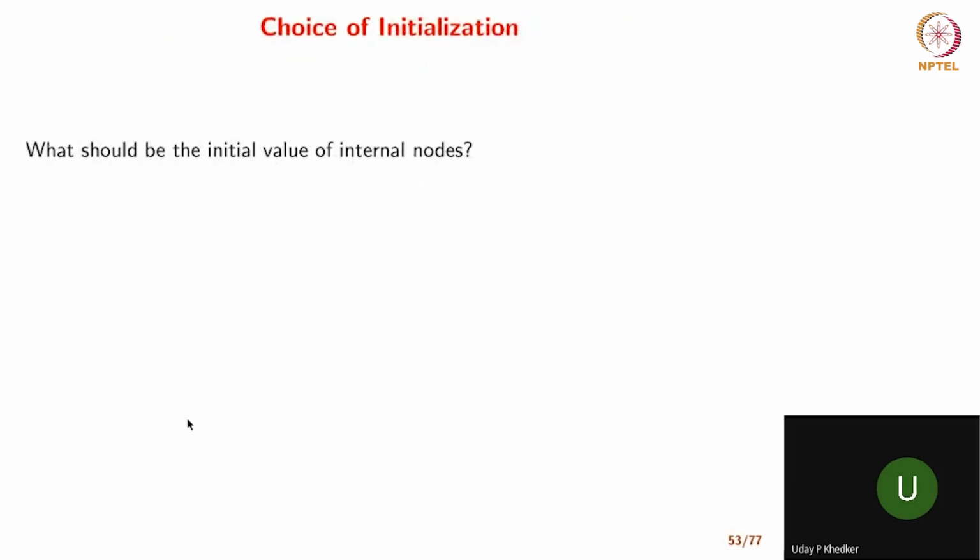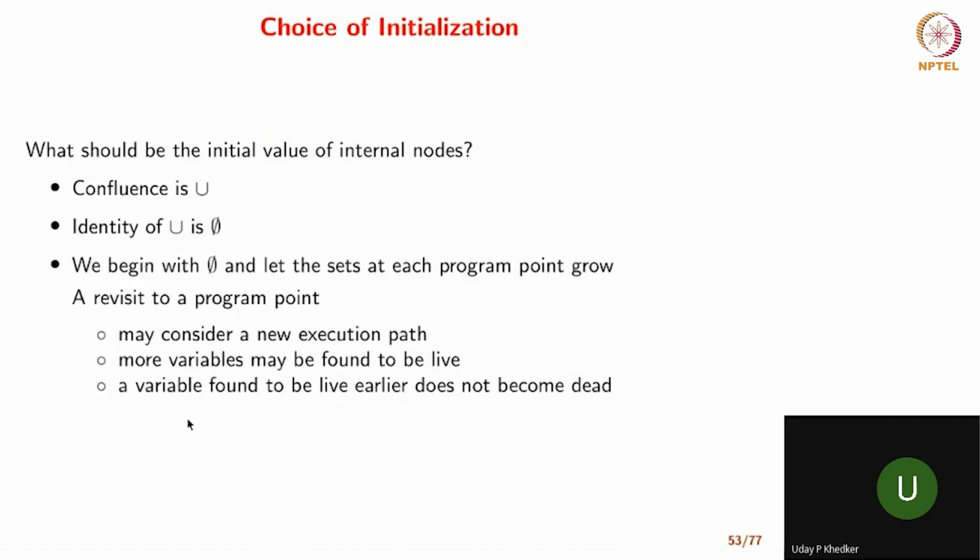So let's look at the choice of initialization. Let's try to answer those questions intuitively. There are many ways in which we can answer this question. One of the ways is that our confluence, our way of merging the information, is union. And the identity of union is the empty set. Therefore, we should use the initial value as the empty set. We begin with the empty set and let the sets grow at each program point.